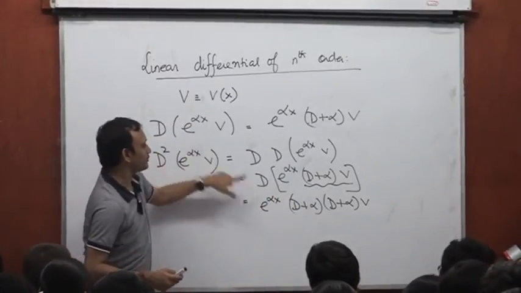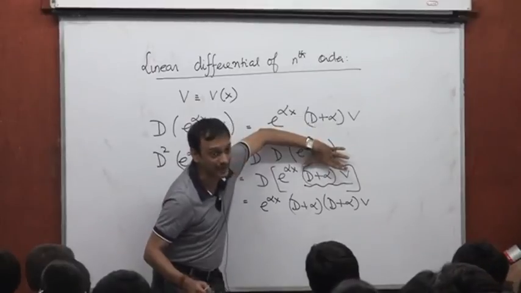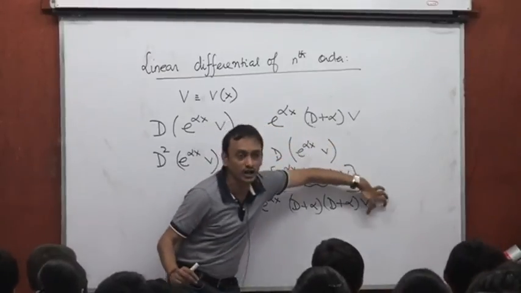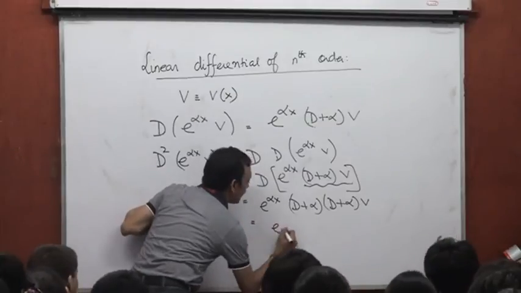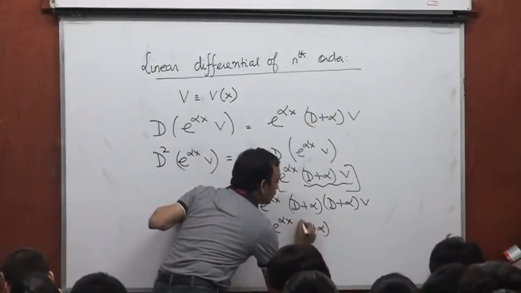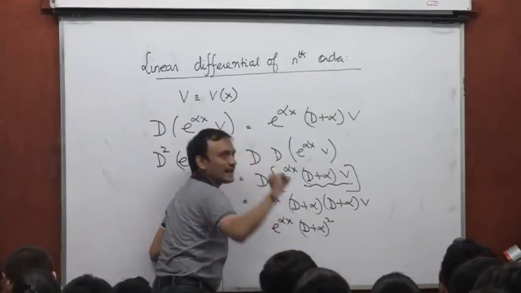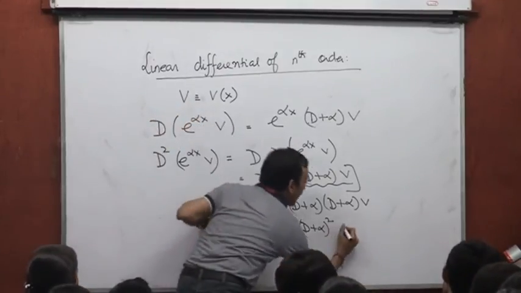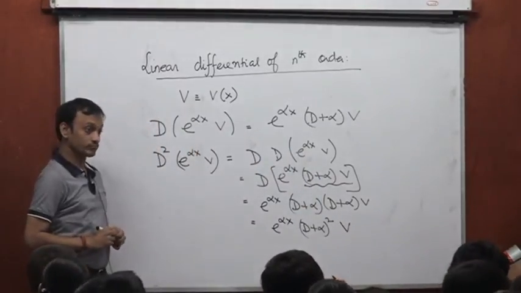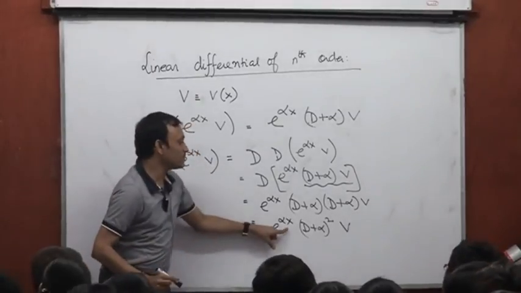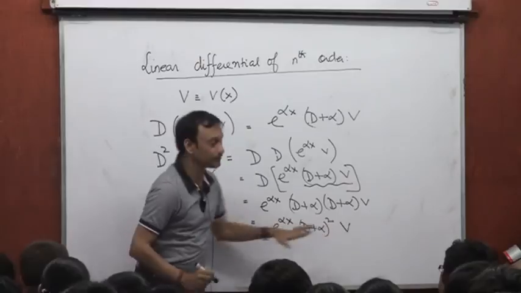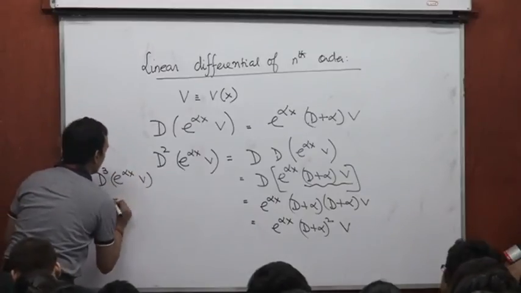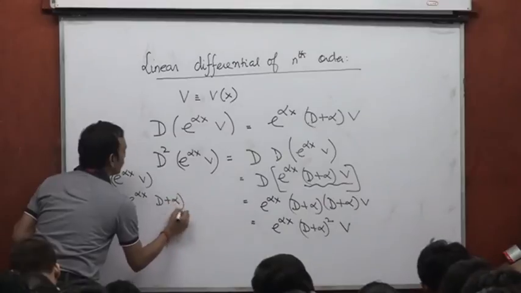Do you realize this? I've used this property. D acting on e power alpha x into some function, d plus alpha acting on v is some function, right? Would be e power alpha x into d plus alpha acting on this function, which is what I wrote here, right? Which is like saying e power alpha x d plus alpha whole square, right? Now I can do this because this operator is like the operator d squared plus 2 alpha d plus alpha squared. We have established that algebraic relationship acting on v, right? Which means d squared e power alpha x v is e power alpha x d plus alpha whole square acting on v. Similarly, you're going to get d cubed e power alpha x acting on v would be like e power alpha x d plus alpha whole cubed acting on v.